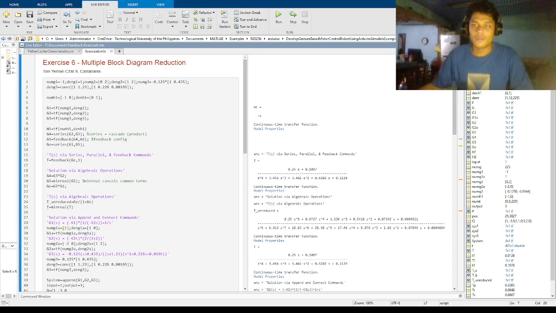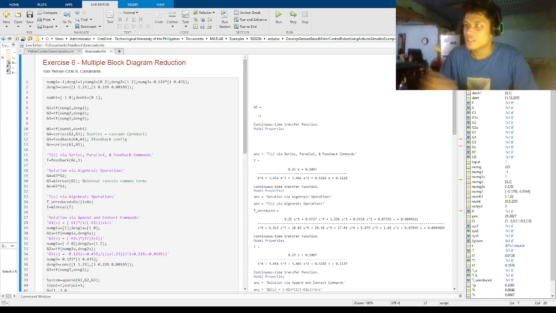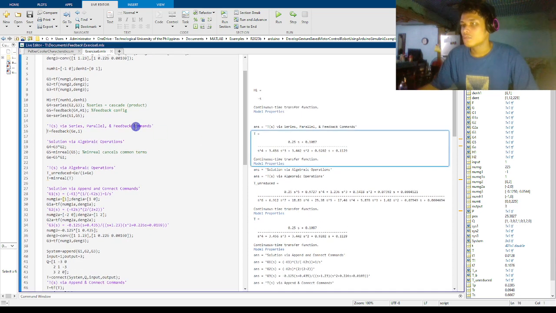So this is a report on MATLAB exercise 6, multiple block diagram reduction. We start with an example which demonstrates how it is done in three different ways: using the series, parallel and feedback commands, the algebraic expressions, and the append and connect commands.